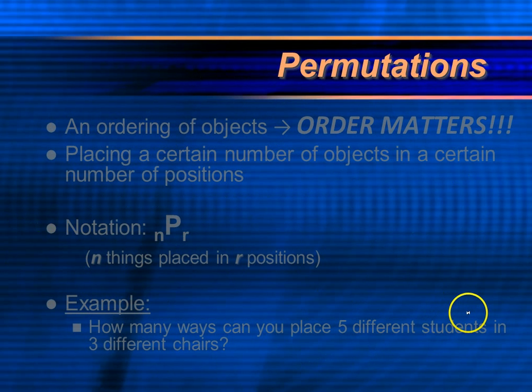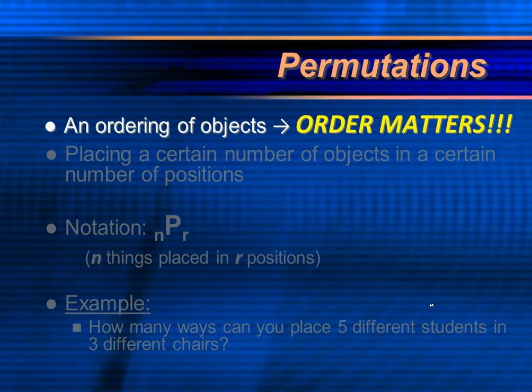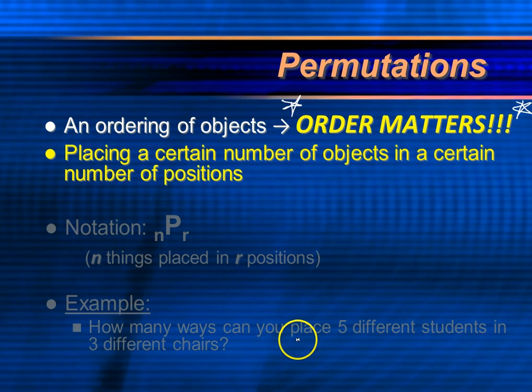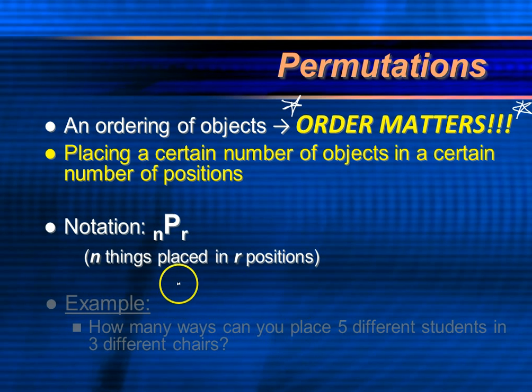Now, the next kind of question we're going to talk about is permutations. You use permutations when you're ordering objects, and order makes a difference. So first place, second place, third place, something like that. First place is different than second place, so order matters. Okay? You're placing a certain number of objects within a certain number of positions, and it's noted by nPr.